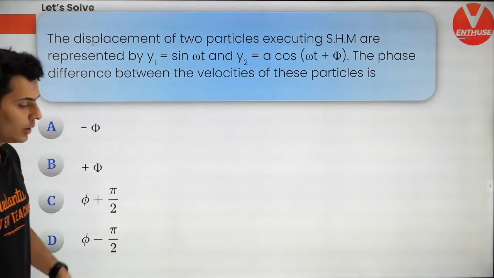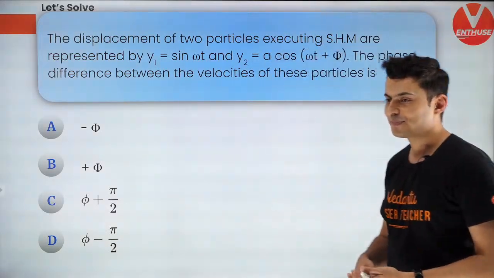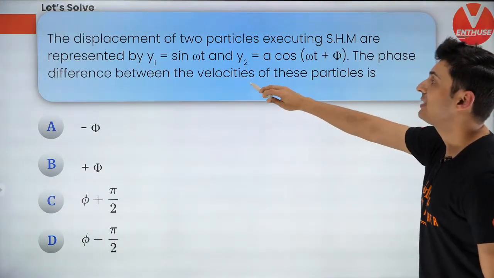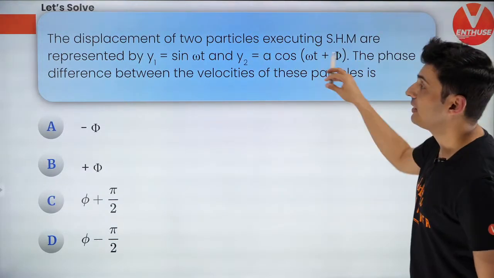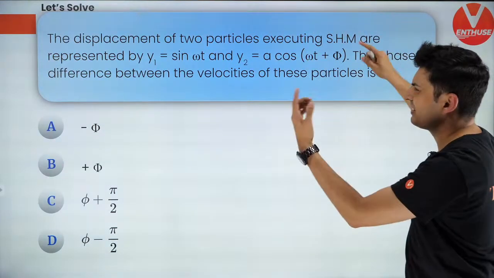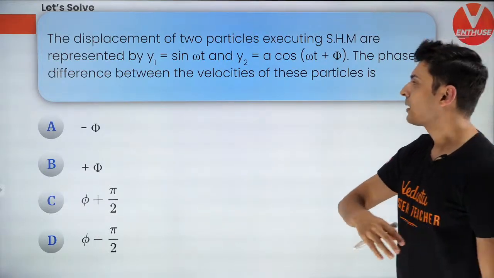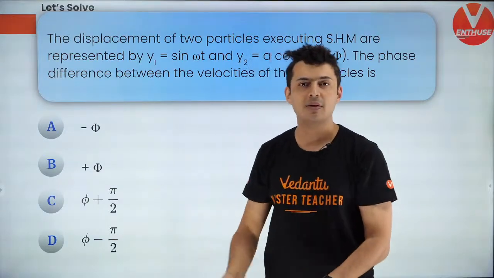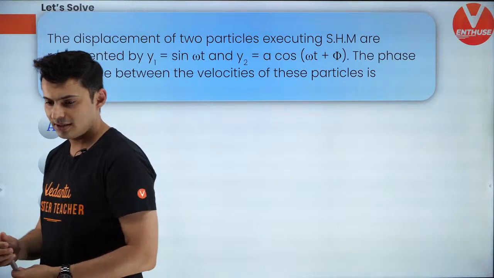Here's the next question. Let's see how many of you get this. Come on, if you get the answer, just post it up. The displacements of two particles executing SHM are a sine omega t and a cos omega t plus phi. These are the equations of SHM of two particles, but they are along the y-axis. Doesn't matter, it could be x also. The phase difference between them, now it doesn't matter whether it is between velocities, accelerations, or positions, they all mean the same thing. So guys, think about it.